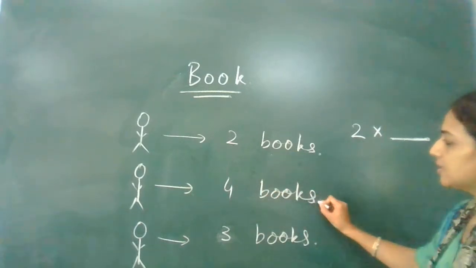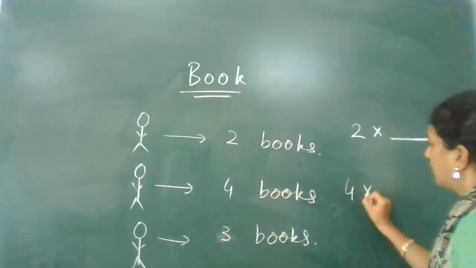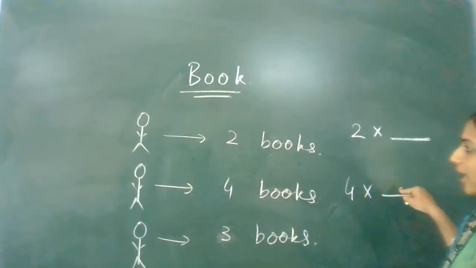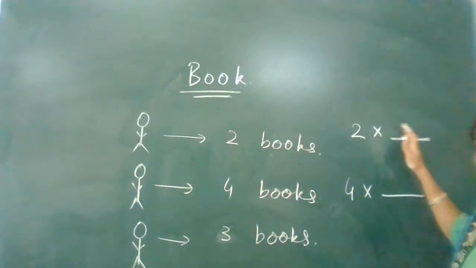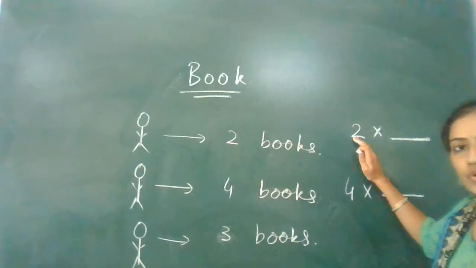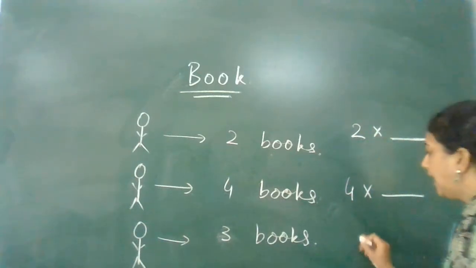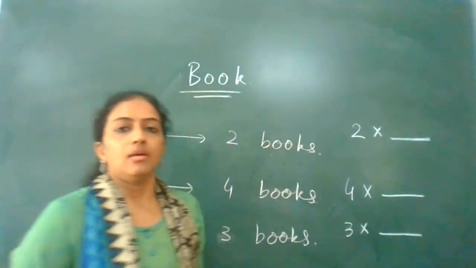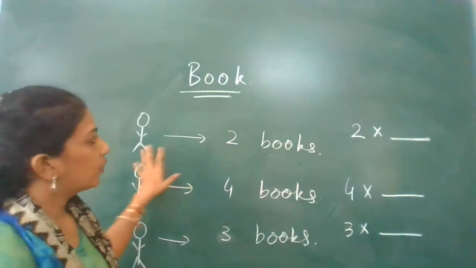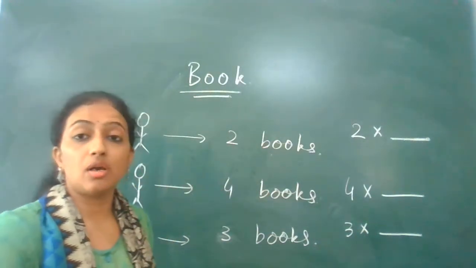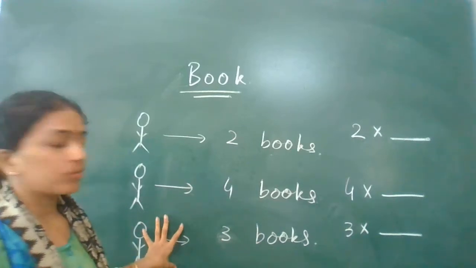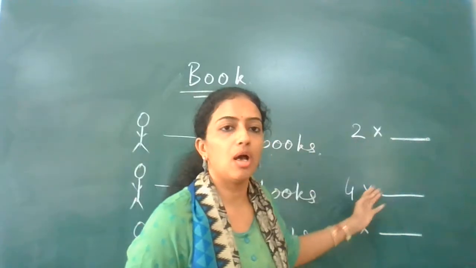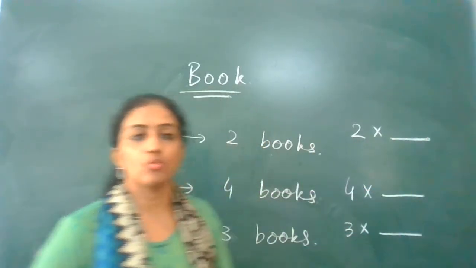Now suppose this student has to pay for 4 books. As the amount is the same, we are multiplying the amount with 2 books, here the amount with 4 books and here the amount with 3 books. We know this student wants 2 books, this one 4 books, this one 3 books. And we also know that to pay, they have to multiply with the amount.